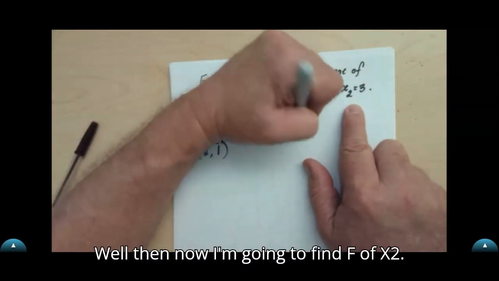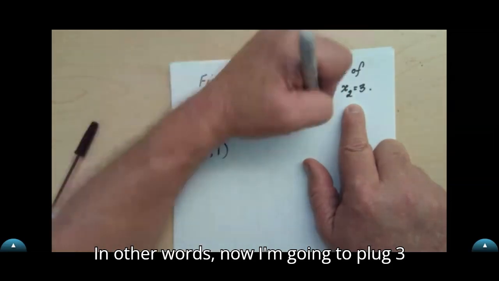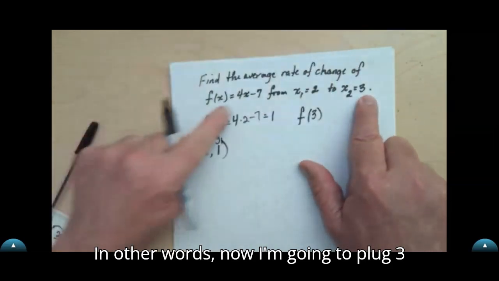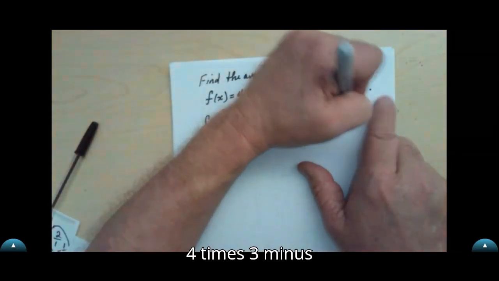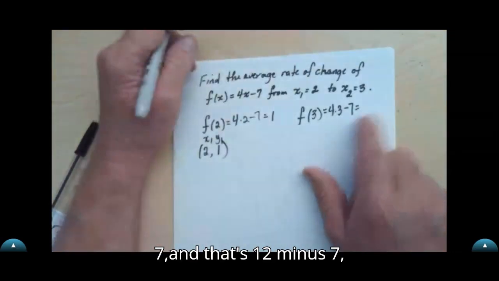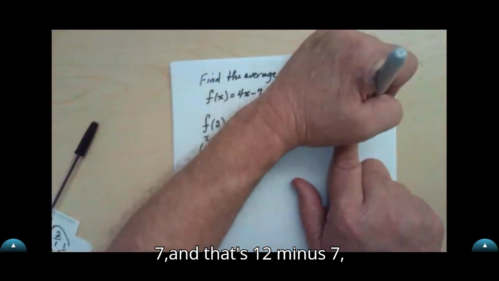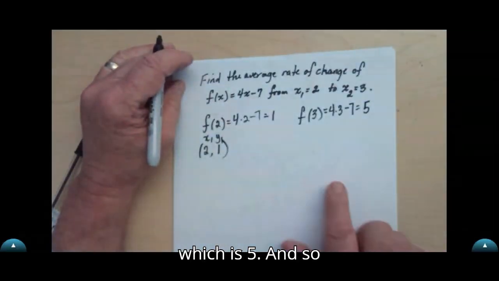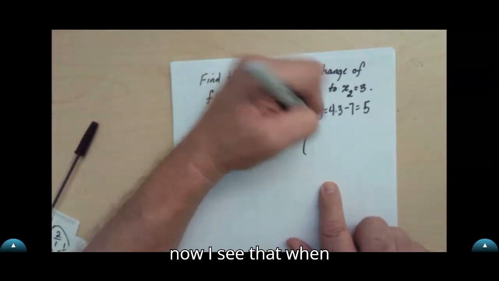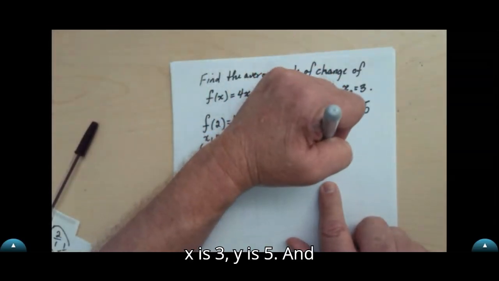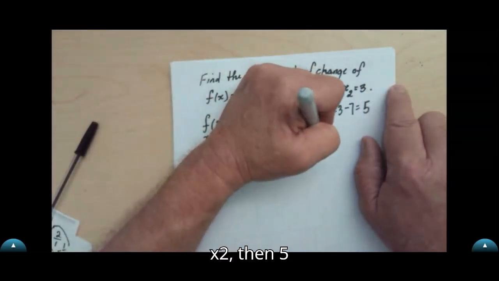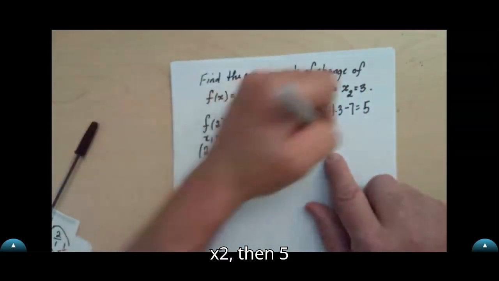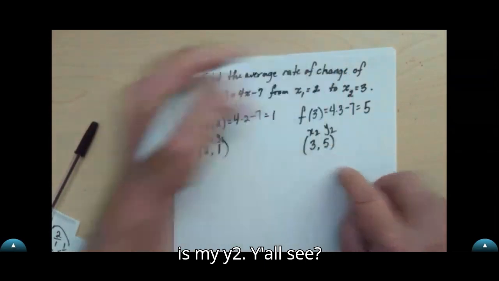Well, now I'm going to find f of x2. In other words, now I'm going to plug 3 into this function. So that's going to be 4 times 3 minus 7, and that's 12 minus 7, which is 5. And so now I see that when x is 3, y is 5. They told me that 3 is my x2, then 5 is my y2. Y'all see?